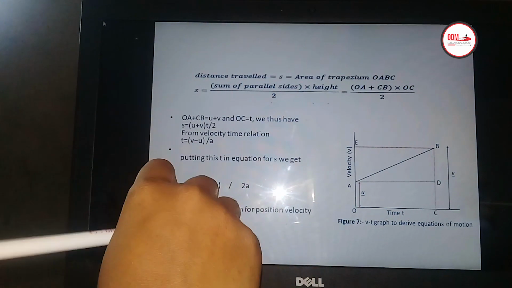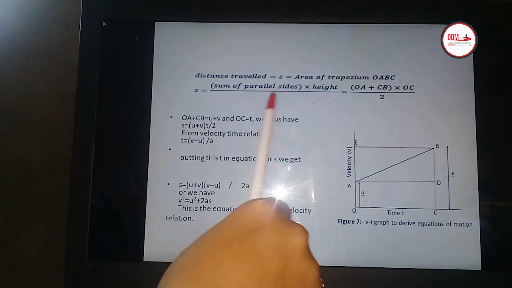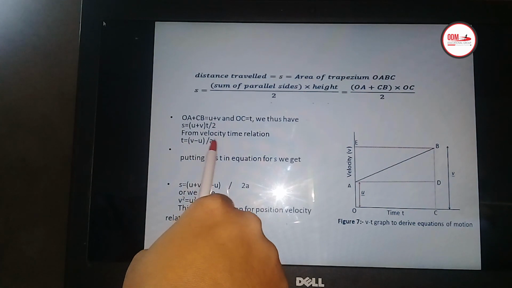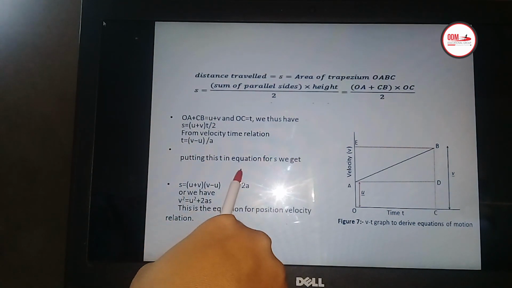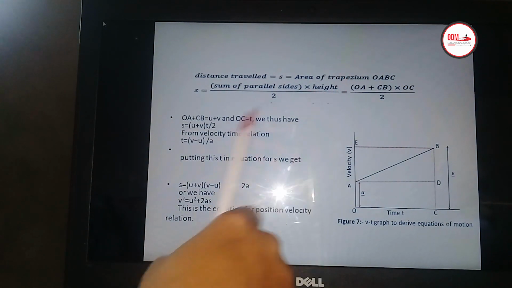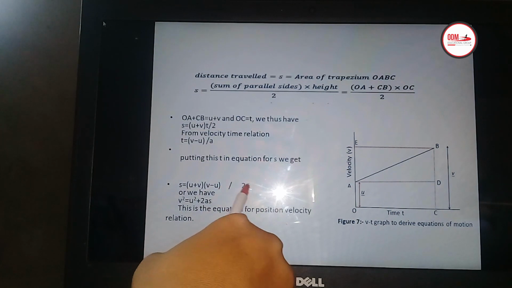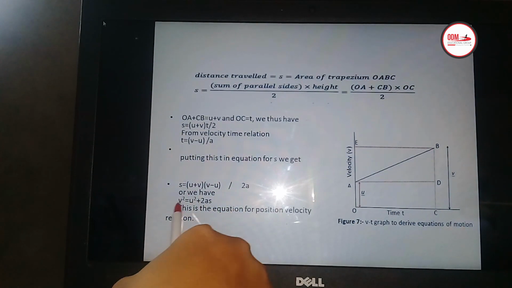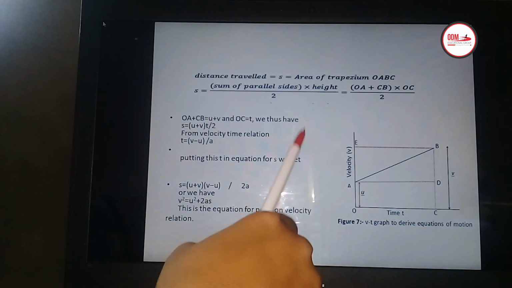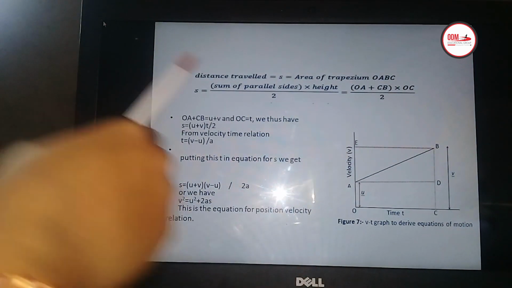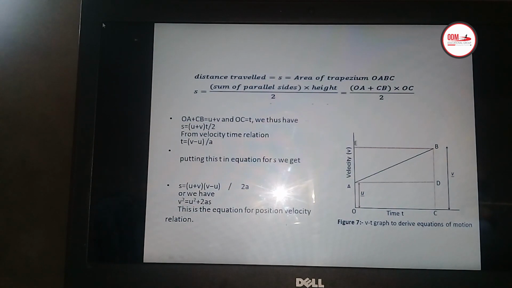Again, from the first equation of motion, we know that v is equal to u plus at. From there, we can get t is equal to v minus u divided by a. Putting this value of t in the equation for s, we will get s is equal to u plus v into v minus u divided by 2a. Solving this, we will get v square is equal to u square plus 2as. And this equation is also known as our position-velocity relation. In this way, we can prove the three equations of motion.